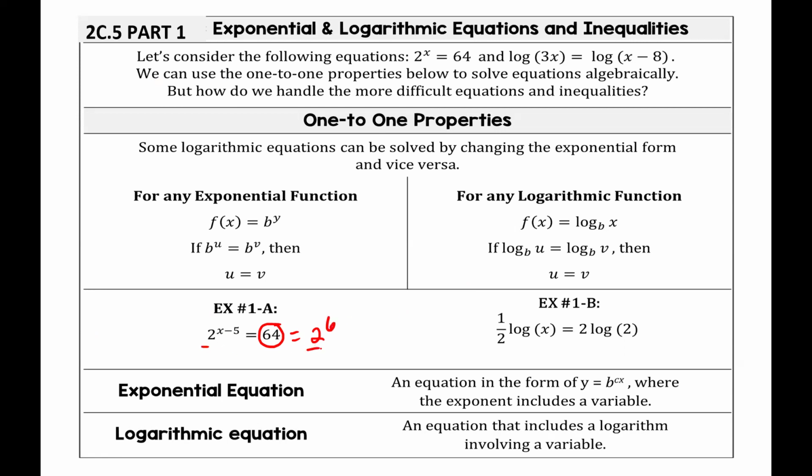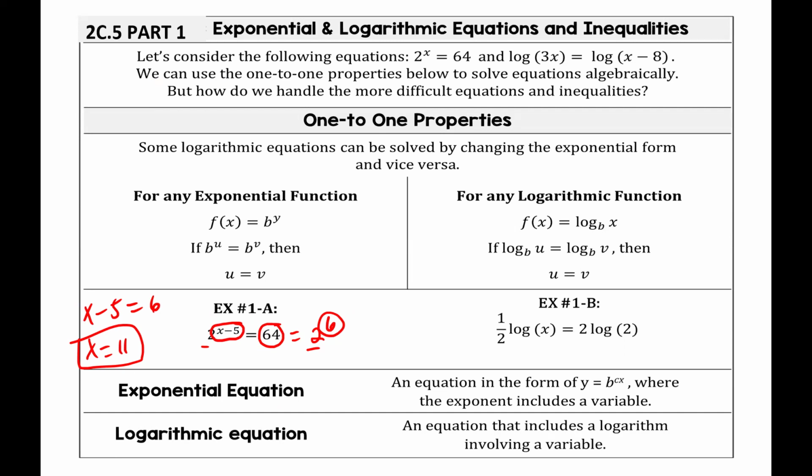Now that your bases are the same, all you're doing is setting your powers equal to each other. So you're asking yourself, x minus 5 equals 6. What is x? 11. You're so smart. Okay. Does that make sense?